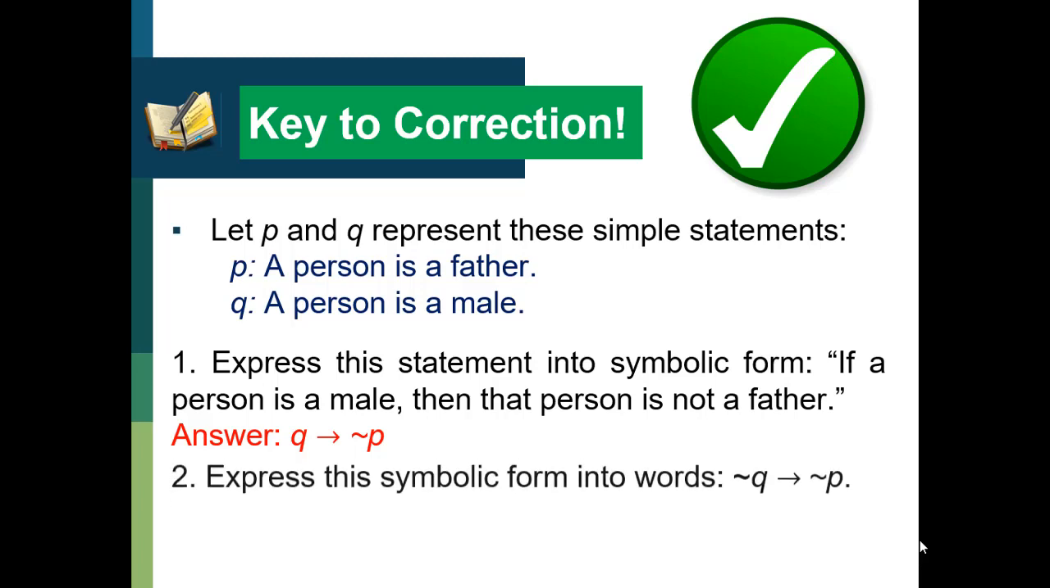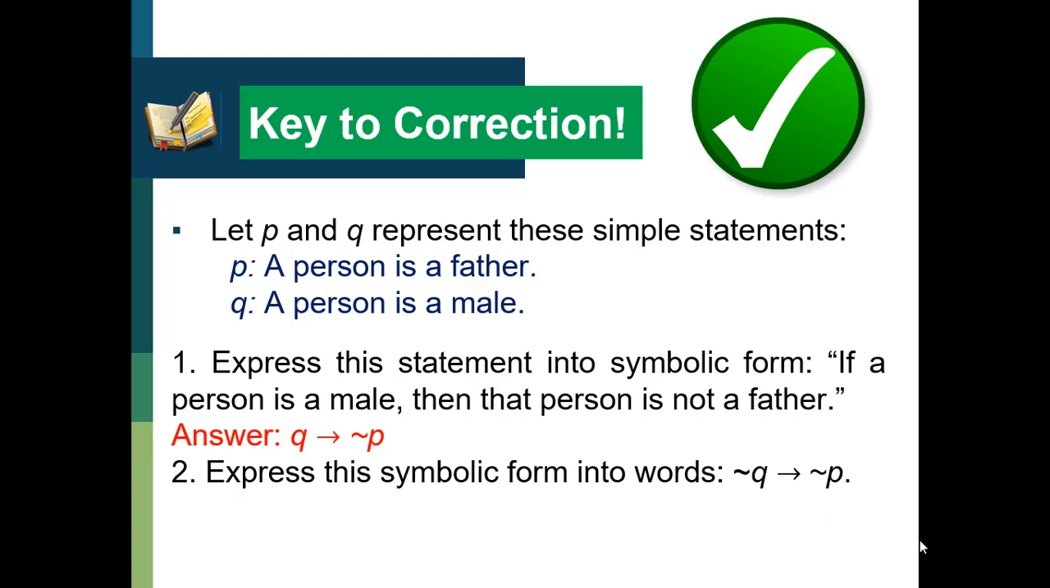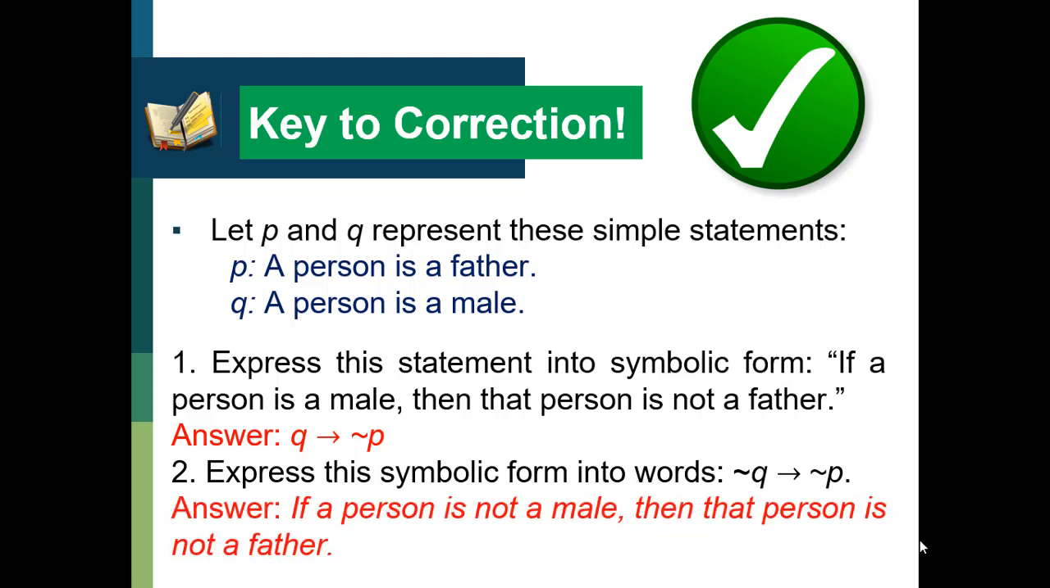For the second question, not Q, arrow, not P, or if not Q, then not P. That means you have to negate the second statement. If a person is not a male, then the negation of the first statement, that person is not a father. See, we're applying two connectives here, the if-then and the not, or the negation. Do you understand it now?